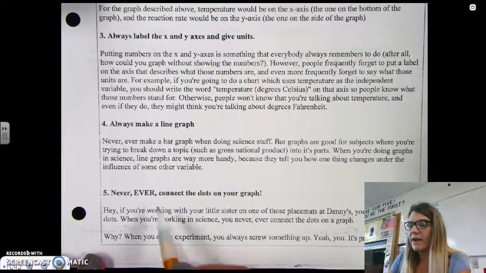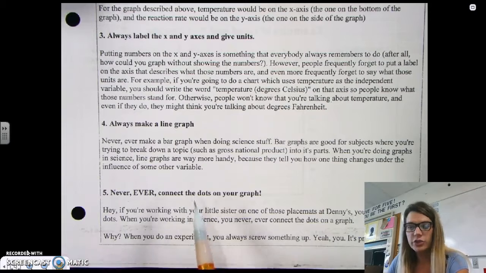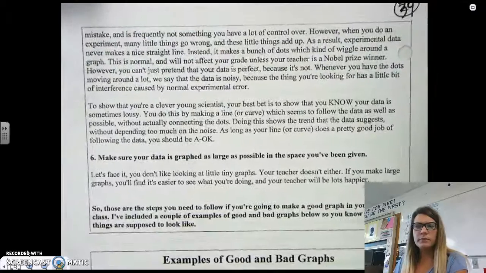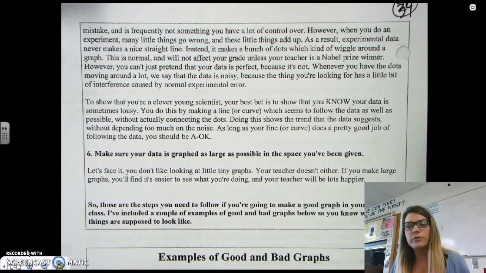And next, never, ever connect the dots on the graph. I'll show you what you do with the graph, but we're not connecting the lines. Let's talk about why for a second. If I'm doing a graph in chemistry, I'm going to have different dots on my graph. The reason I don't want to connect them is because the line that I connect the dots with doesn't mean anything to me.